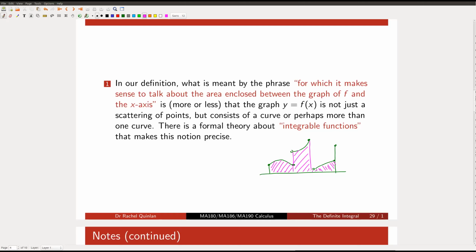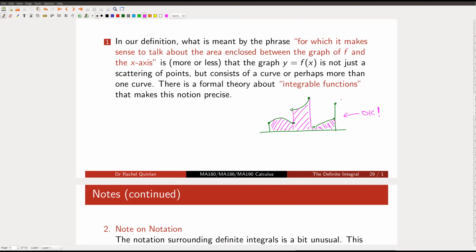But if you have a function which has discontinuities all over the place, like everywhere, and its graph is literally just a bunch of points, then you can't really talk about the area that it encloses between its graph and the x-axis. So something like this is okay. But something whose graph doesn't even have some sort of continuous parts is not okay. Anyway, that's not something that we have to worry about too much. It's just to note that there is a concept of integrable functions that captures these concepts very precisely.